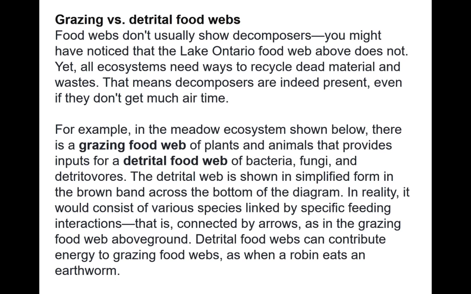Grazing versus detrital food webs. Food webs don't usually show decomposers. You might have noticed that the Lake Ontario food web above does not yet. All ecosystems need ways to recycle dead material and waste. That means decomposers are indeed present, even if they don't get much airtime. For example, in the meadow ecosystem shown below, there is a grazing food web of plants and animals that provides inputs for a detrital food web of bacteria, fungi, and detritivores.